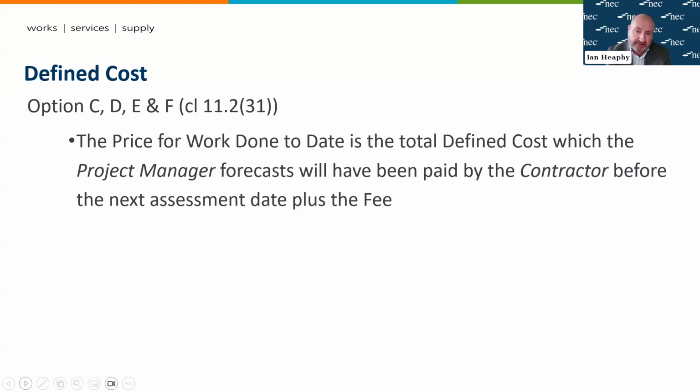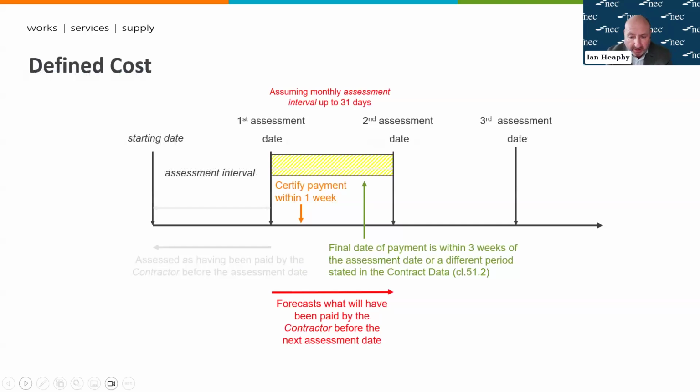But if you move to the next slide and look at that definition, the contract requires us to actually include a forecast of defined cost yet to be incurred in our interim assessments. As the slide tries to show, at our first assessment date, and let's assume for today that's monthly, you would, as the project manager, have to assess the actual cost that has been incurred to the assessment date and also forecast for the month ahead. And that is what would then be certified and paid.